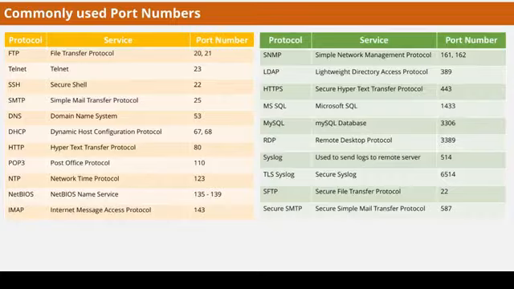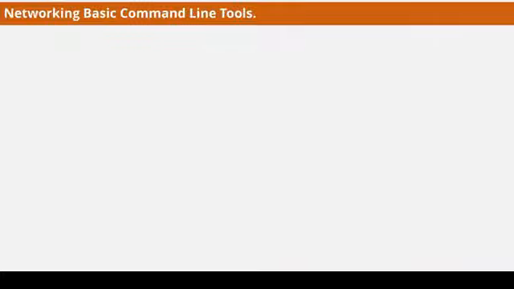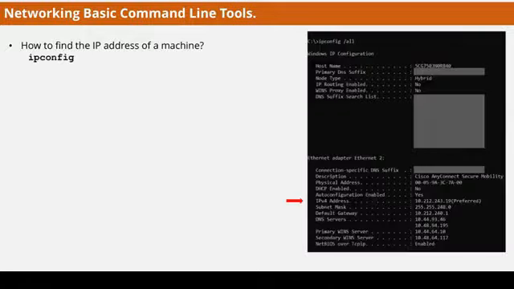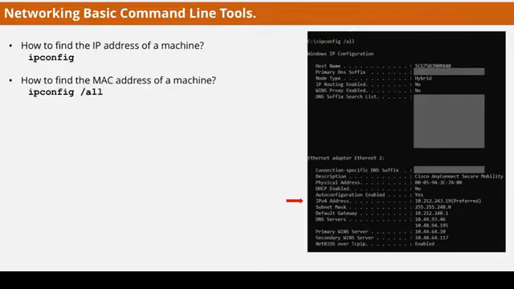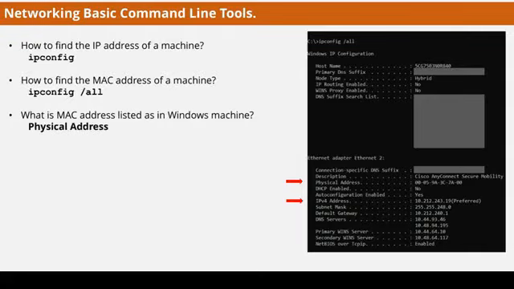There will be questions on commonly used port numbers. Here are a few of the commonly used port numbers. There might be questions on network basic command line tools, like how do you find the IP address of a machine? The command is ipconfig. How to find the MAC address of a machine? The command is ipconfig /all. What is MAC address listed as in a Windows machine? It appears as physical address.